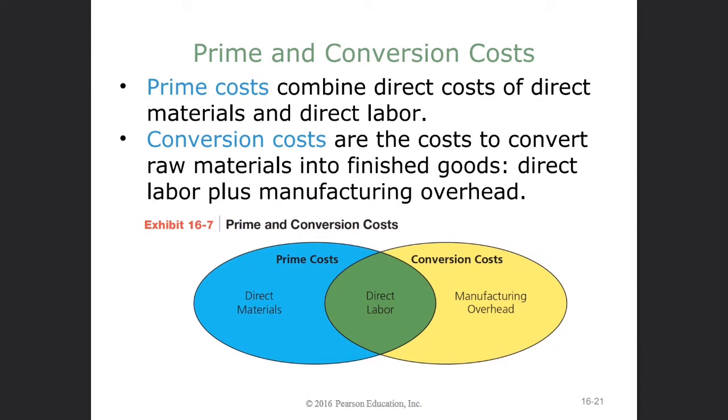Our conversion costs are the cost to convert the raw materials, the keyboard and the screen, into finished goods, the tablet. That's the conversion cost, to turn the raw materials, the screen, the keyboard, into finished goods, the tablet that's ready for sale. Those are conversion costs. Direct labor plus your manufacturing overhead. Direct labor plus manufacturing overhead gives you your conversion cost.